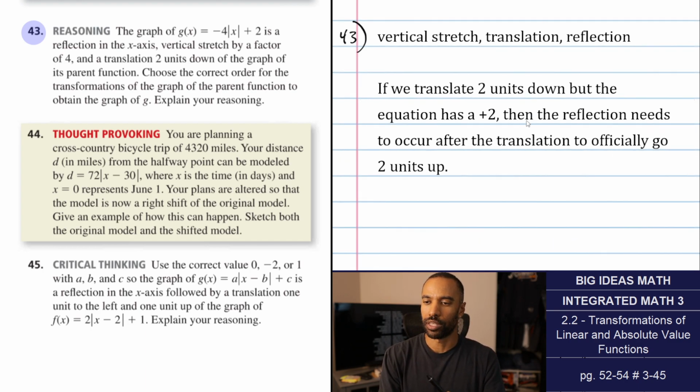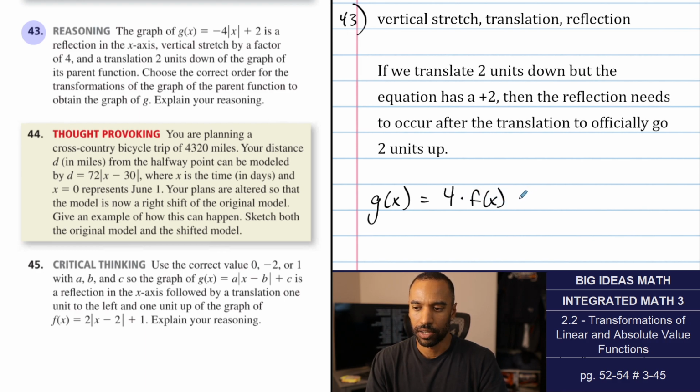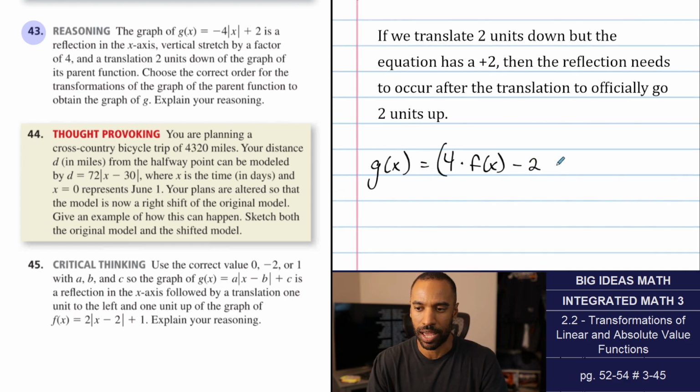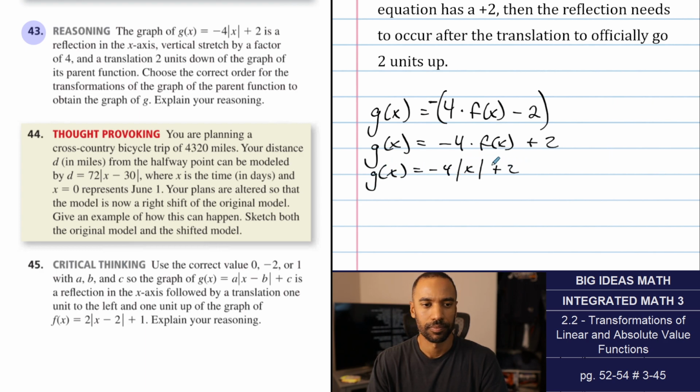So what you're really doing here is you're taking your g of x, you want to vertically stretch by a factor of 4 to your function. You want to go 2 units down, but in order for it to say a +2, this needs to now reflect over, and that all needs to be negative. That's what gives you negative 4 times f of x plus 2 like that, and f of x, of course, is absolute value of x. So g of x is negative 4 times absolute value of x plus 2.